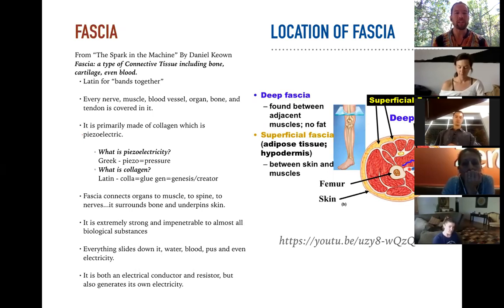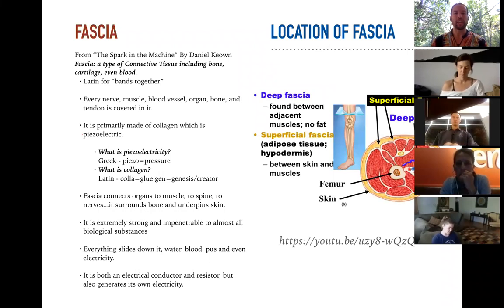What is piezoelectricity? It's a Greek word. Piezo means pressure. Okay, so under pressure of any kind, an electric current or a bioelectric current is produced, which is why after you stretch even for 5 minutes, you feel like you have more qi. Or you do push-ups or squats for a minute, you're like, wow, I feel like I have more energy, because you do. And then collagen is a Latin word. Cala means blue, and gen stands for Genesis, the creator.